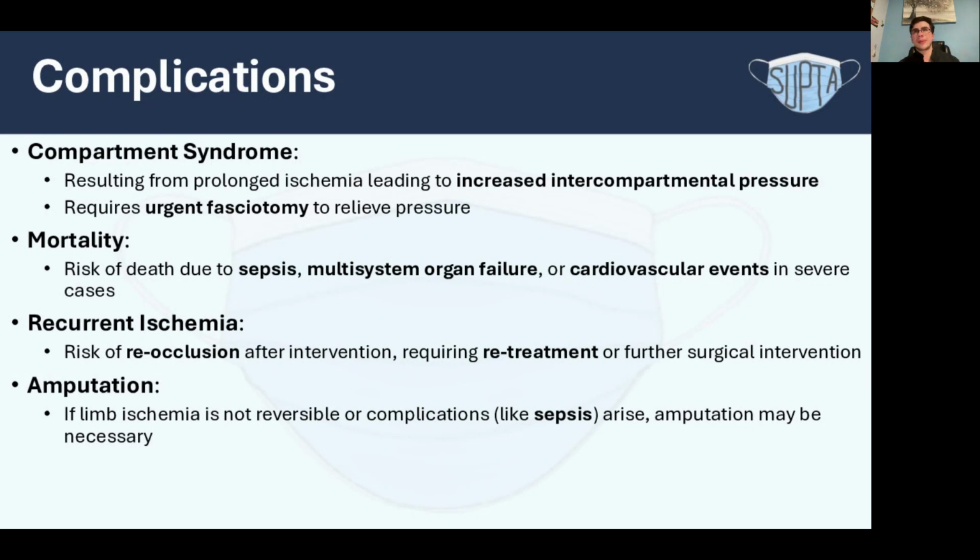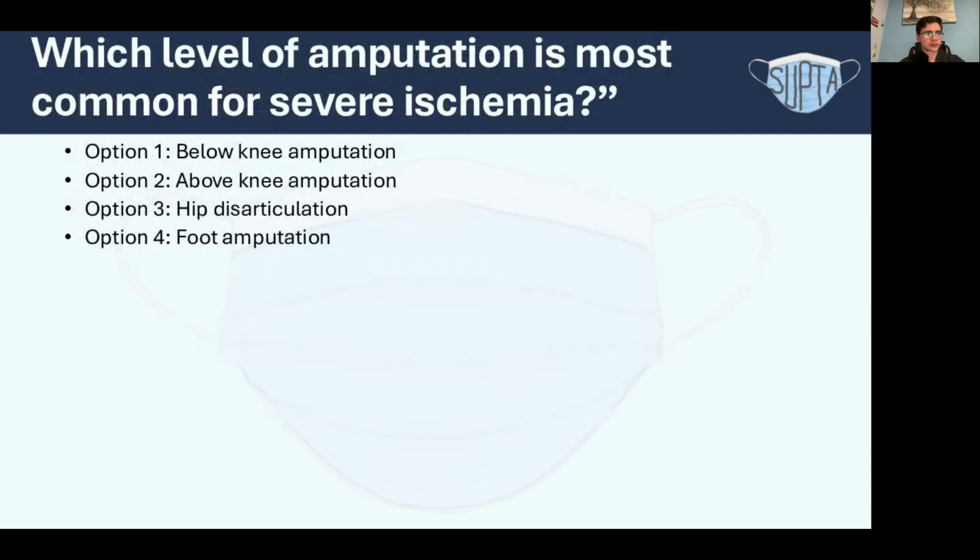Obviously not the biggest, but one of the most common complications is amputation. This is what we're trying to avoid. So the last one: what do you think the most common level of amputation is for severe acute limb ischemia? You don't even need to think about it from a medical point of view, just a logical point of view. What do you think? Which one? Okay, so we got 50-50 for below knee and above knee.